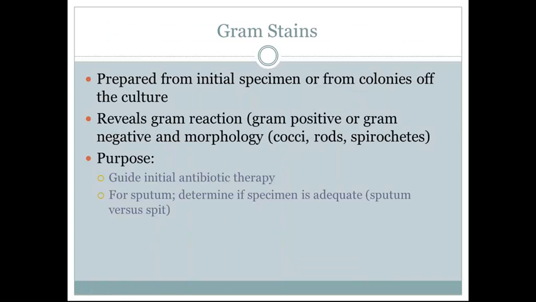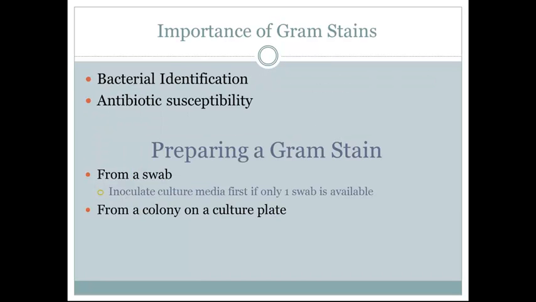Gram stain preparation. We prepare it from the initial specimen or from a colony off of a culture. It reveals the gram reaction, so gram positive or gram negative, and the morphology, so cocci, rods, or spirals. The purpose is to guide antibiotic therapy. For sputum, it also determines whether it was adequate sputum or if it was spit. It also helps with bacterial identification and antibiotic susceptibility.